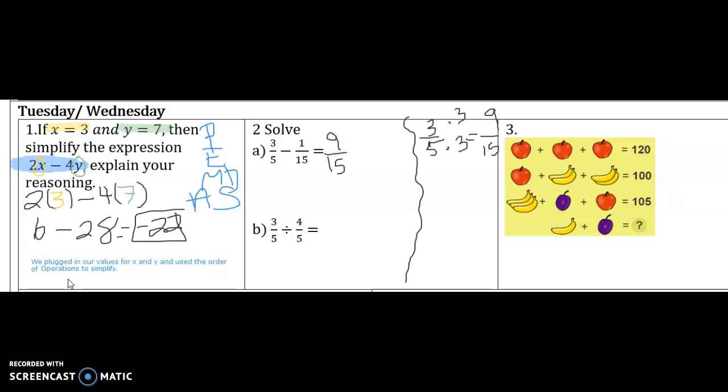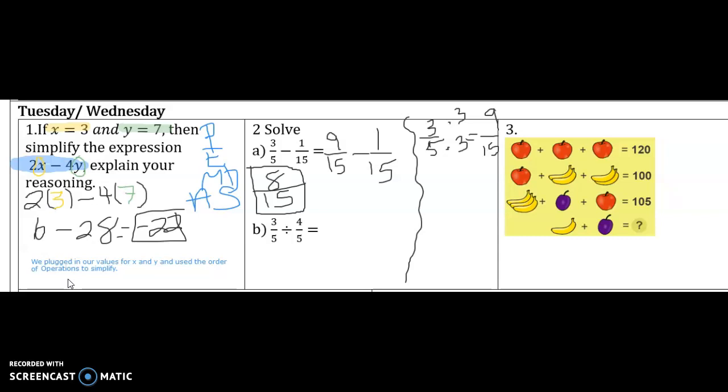Okay, so we're going to keep the minus 1 over 15. So 9 minus 1 is 8, and the denominator is 15. So our answer is 8 over 15 because 8 and 15 have no common factors. So I cannot simplify or reduce any further.